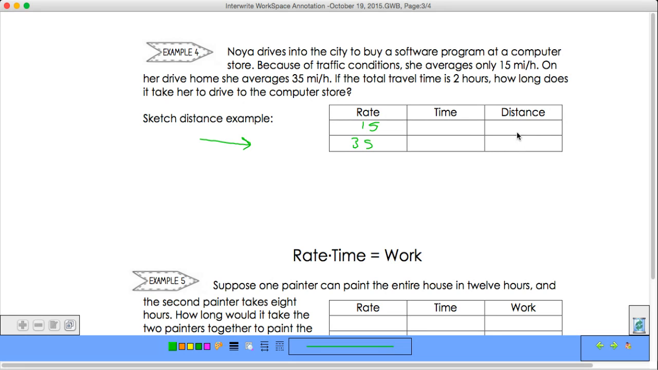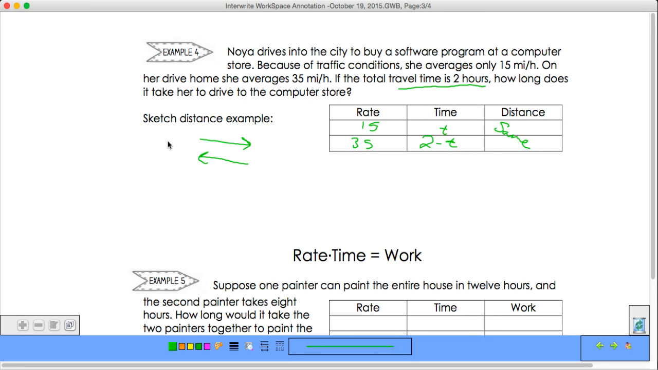We don't know how far we're going. We just know that these are equal. They're the same because she's going there and she's turning around and coming back. Okay, and then all we know about our time is the total time was 2 hours. So I don't know how long it took to get there. We'll call that t. But I know that the time it took her to get back was 2 hours minus however long it took her to get there.